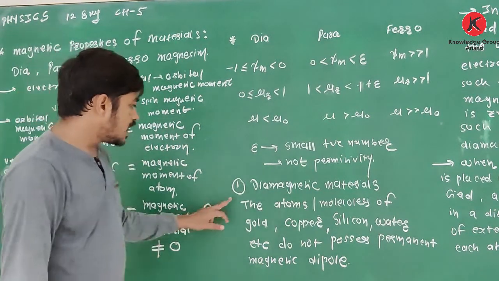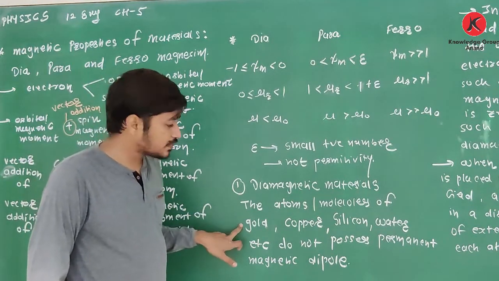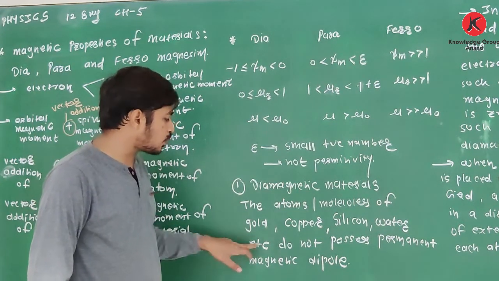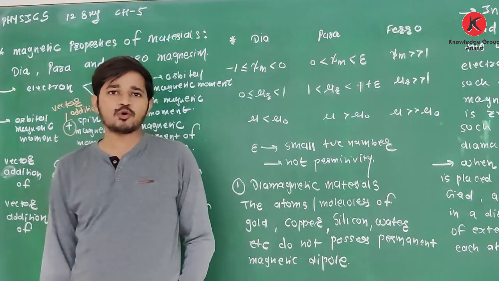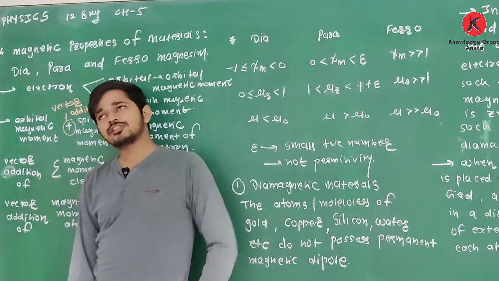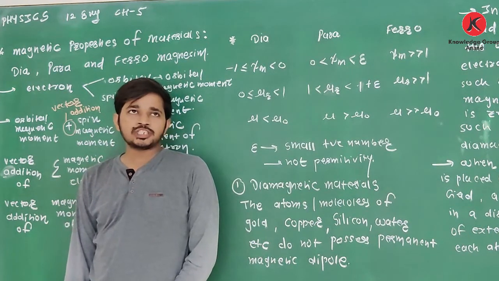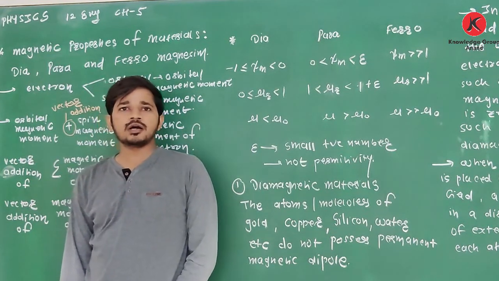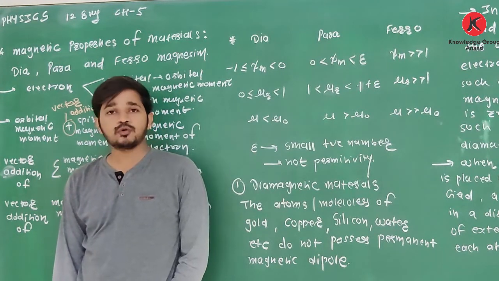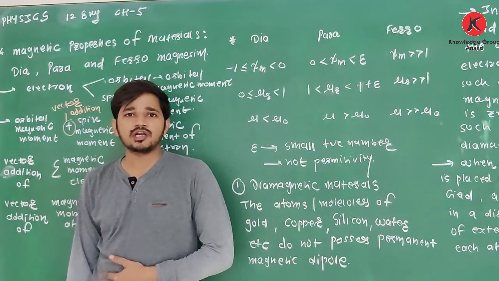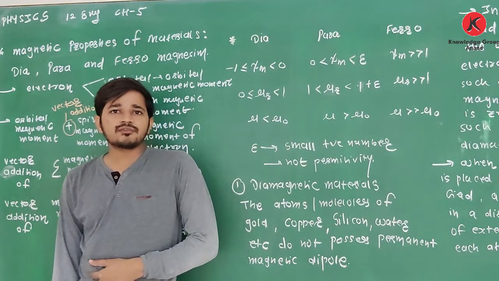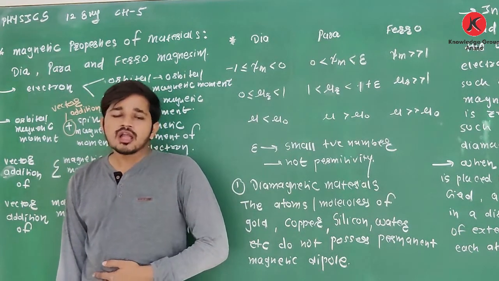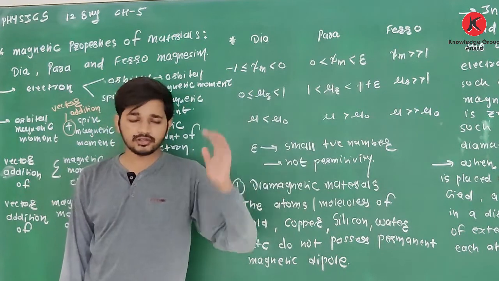Some examples are the atoms and molecules of gold, copper, silicon, water, etc. They do not possess a permanent magnetic dipole. What is the meaning of this? We will see the difference, but before that, remember one case. Chapter number 2, electrostatic potential and capacitors, topic polar and non-polar dielectrics. Non-polar means that in the absence of an electric field, the electric dipole moment is 0. But in the presence of an electric field, it behaves as a dipole, meaning it has some dipole moment.